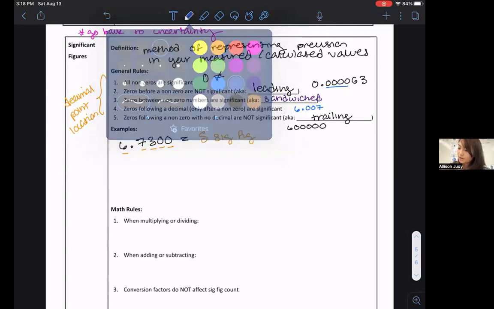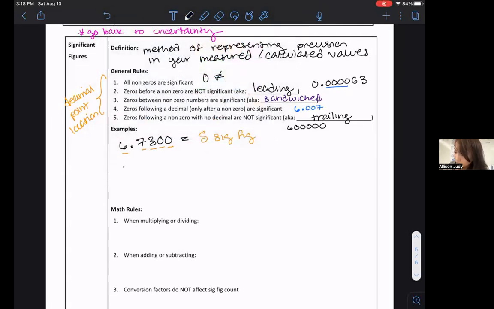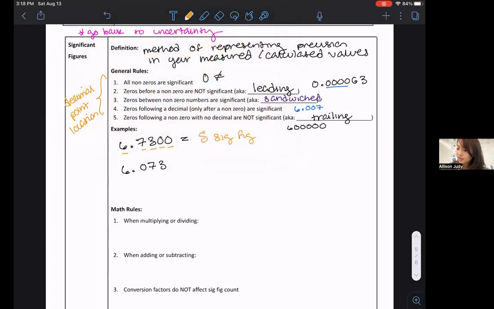Let's do another example, and I'll switch to black. How about 6.073? Let's look at how many sig figs that would have. Again, all non-zeros are significant. Bam, automatically 3. Zeros before a non-zero still don't apply to us. How about zeros between non-zeros? Here we go. That would make this 0 significant. So I have 4 sig figs.